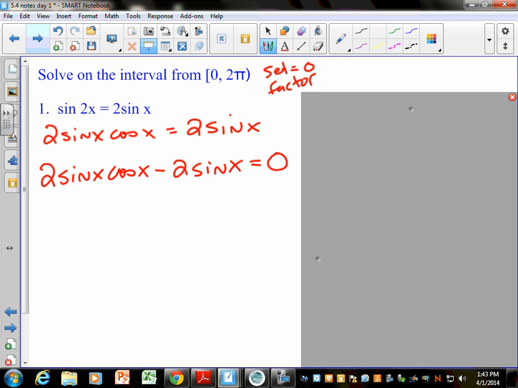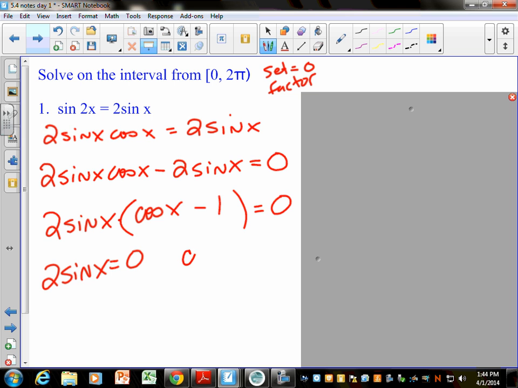Because now, this is like what we did back in 5.2. Could I factor out a 2 sine of x out of this? And what would be left would be cosine of x minus 1. And remember, the reason we like to factor so much is because if you can factor it and set it equal to 0, then you can break it up. You can set this equal to 0 and solve it. You can set this equal to 0 and solve it. Vague memories of this from before spring break? So I can say 2 sine of x equals 0, or I can say cosine of x minus 1 equals 0.